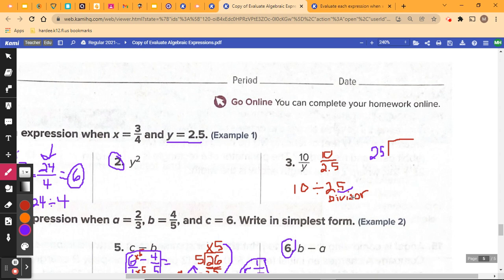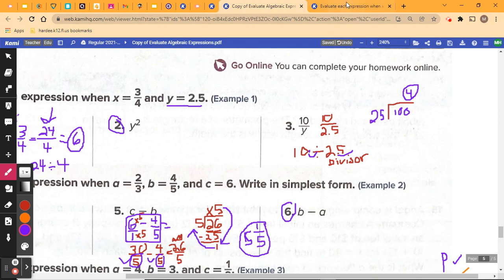Whatever I do to the divisor, I have to also do to the dividend. So if the decimal's here for the 10, I'm going to move it one time and it's going to become 100. So it technically just becomes 100 divided by 25, and that is 4. So the answer for number 3 is 4. You've got to remember those rules that we talked about.